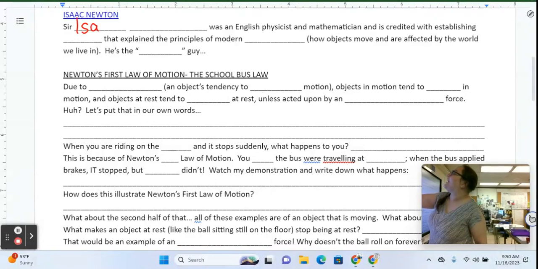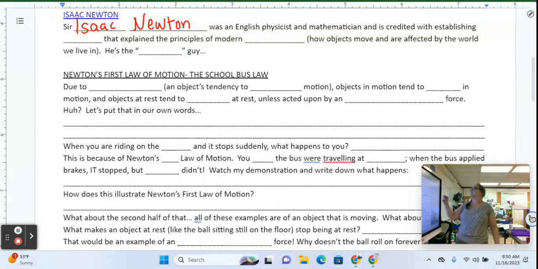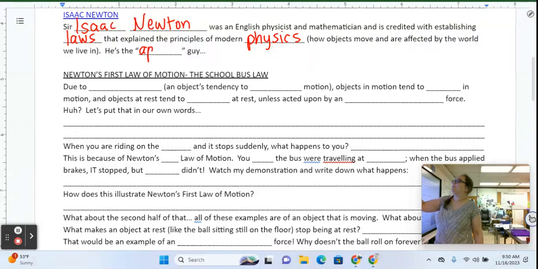So Sir Isaac Newton was an English physicist and mathematician and is credited with establishing laws that explain the principles of modern physics. So how objects move and are affected by the world we live in. He's the what guy? What's that piece of fruit? Apple. Yeah, he's associated with the apple. He's the apple guy. Isaac Newton and watching the apple fall.